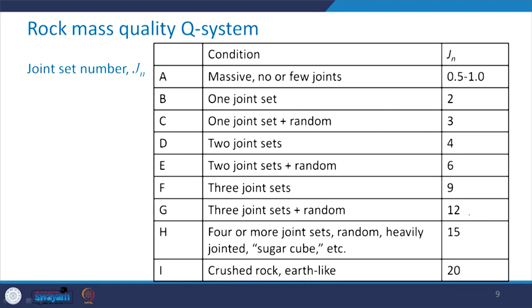So, once again look at this table: 2 joint sets, 4 rating, 3 joint sets, 9 rating, and if you have 4 joint sets, if we go strictly by that definition, it should be 16, but since it is approximately equal to, the rating is assigned as 15 for 4 or more joint sets, random, heavily jointed or sugar cube kind of rock mass.